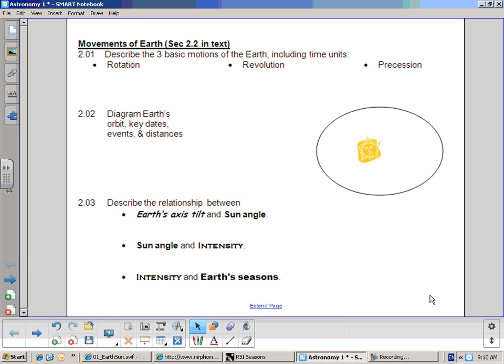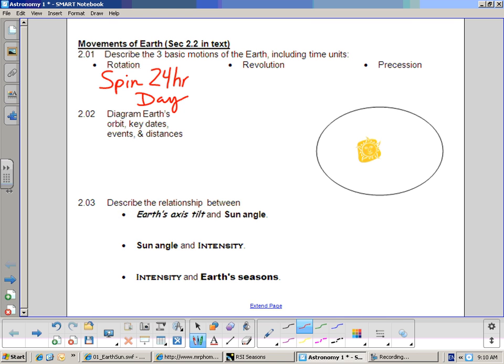To begin learning about astronomy, we start with the basic movements or motions that the Earth makes in space. That first motion is rotation. When the Earth rotates, we're basically saying that the Earth is spinning. This spin is a pretty fast spin, so we spin once every 24 hours, which we typically call our day. That's our day. It's actually 23 hours and 56 minutes.